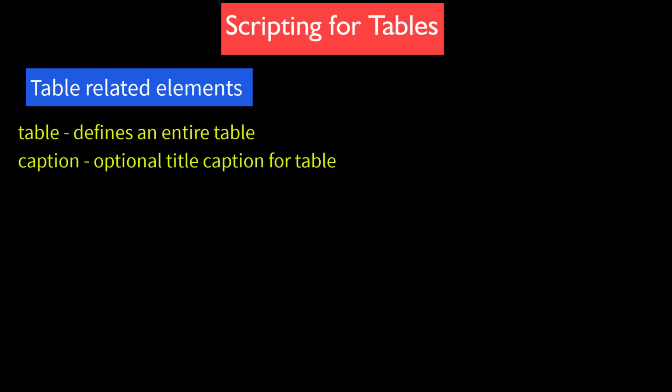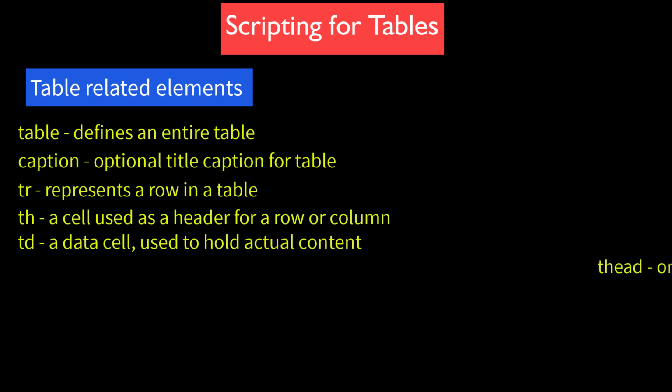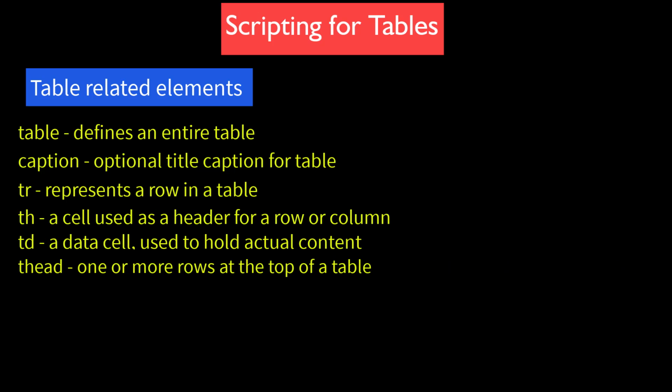In this series on HTML tables, we've introduced the following elements. Table defines an entire table. Caption, an optional title caption for a table. TR represents a row in a table. TH is a cell used as a header for a row or column. TD is a data cell used to hold actual content. Thead is one or more rows at the top of the table.